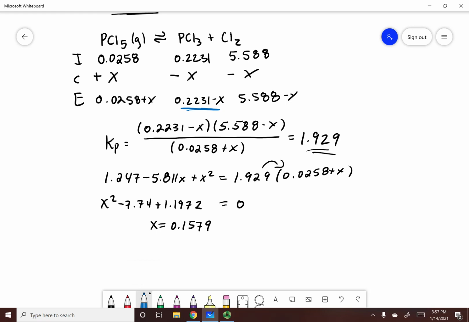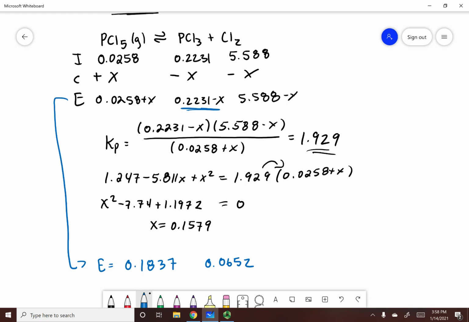So now what we can do is calculate our equilibrium pressures. So for PCl5, it's going to be 0.0258 plus 0.1579, which is our x value. And this should get us 0.1837. Next, we're going to take 0.2231 and subtract our x value of 0.1579, and we'll get 0.0652.